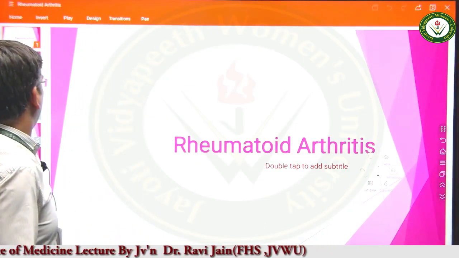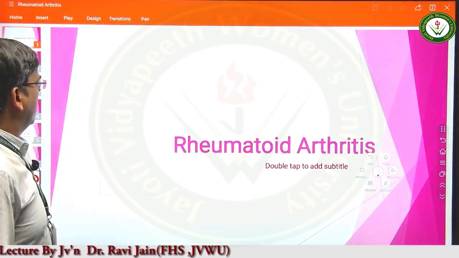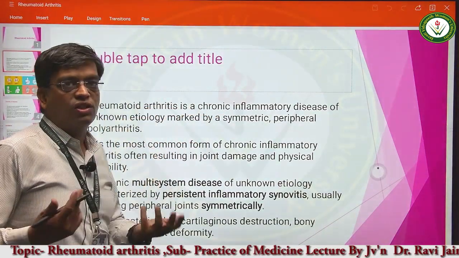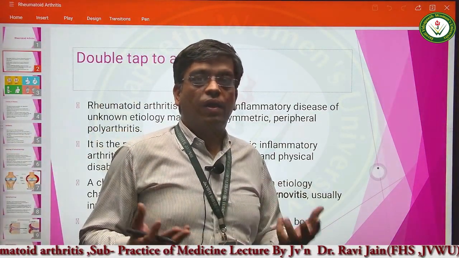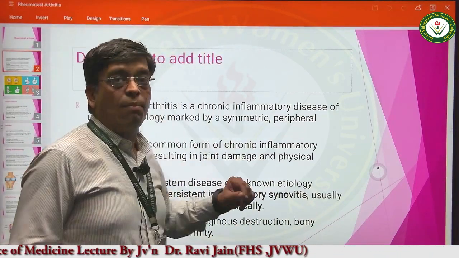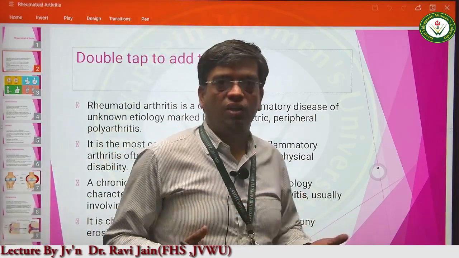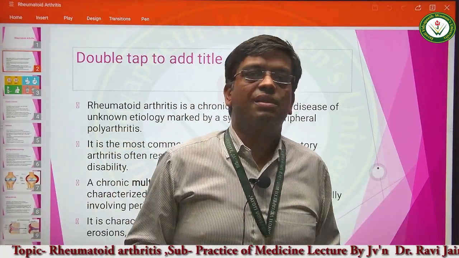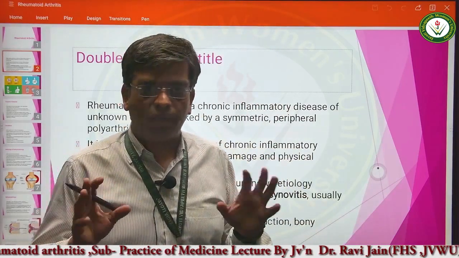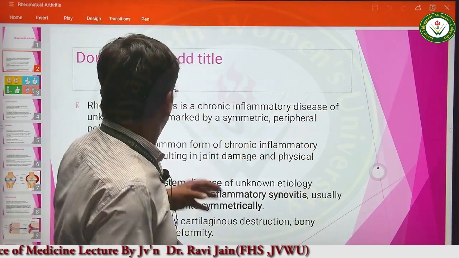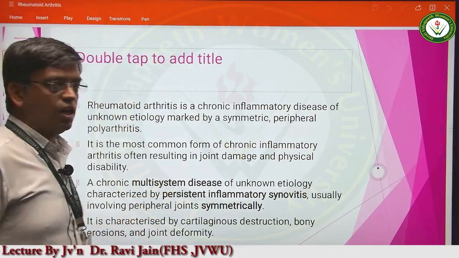This is a chronic inflammatory disease condition of unknown etiology. We do not know the exact cause of rheumatoid arthritis. This is a multi-system disorder. In rheumatoid arthritis, not only are multiple joints affected, but multiple systems are also affected. We have articular manifestations and we have extra-articular manifestations in this disease condition.